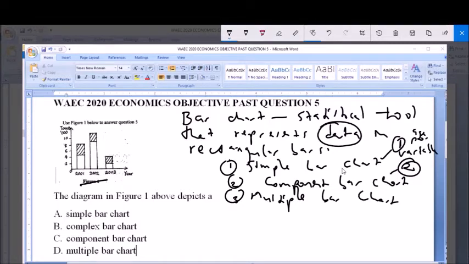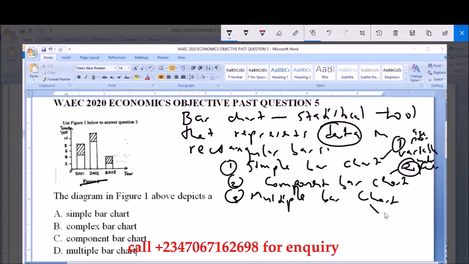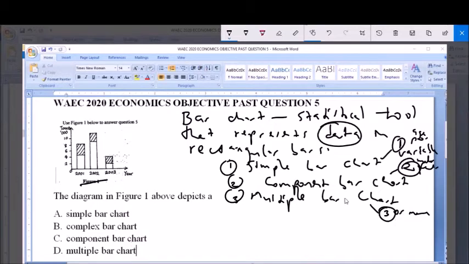So you could have, let's say, things like number of males and females, or just two variables to represent. Then the third one, which is multiple bar charts, is when you have three or more variables to represent. So you draw multiple bars for the corresponding parts of whatever you want to represent.